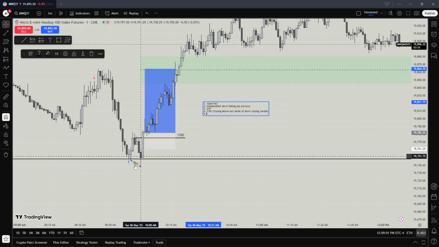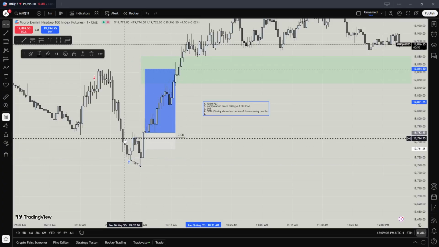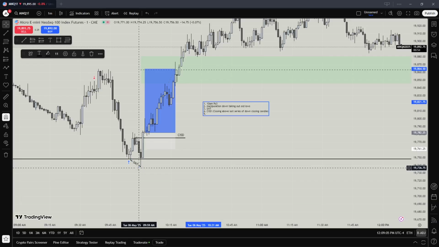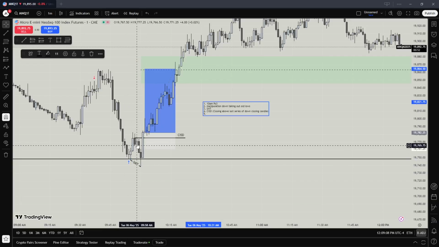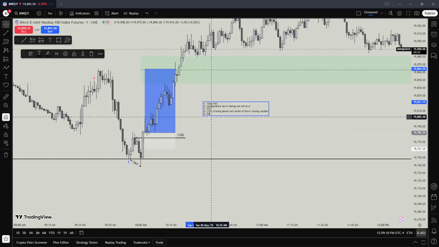So that's where you want to put the change of state delivery, the last series of down closing candles that create a new low. What do you enter? Enter off the CISD. As soon as the CISD forms, right after that candle, you can hop in. And what do you target?